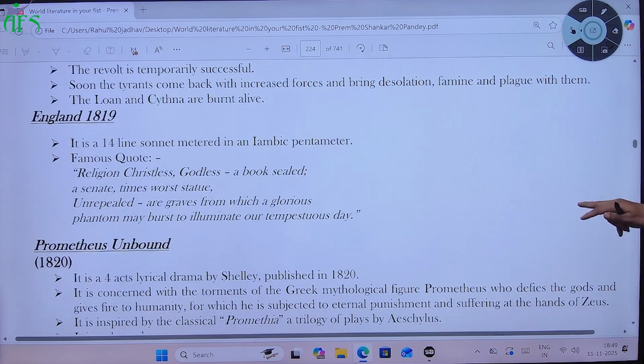Then England in 1819, it is a sonnet that he had written in 1814. It is a 14-line sonnet metered in iambic pentameter. The famous quote from this is, "Religion Christless, godless, a book sealed; a Senate, Time's worst statute, unrepealed, are graves from which a glorious Phantom may burst to illumine our tempestuous day."